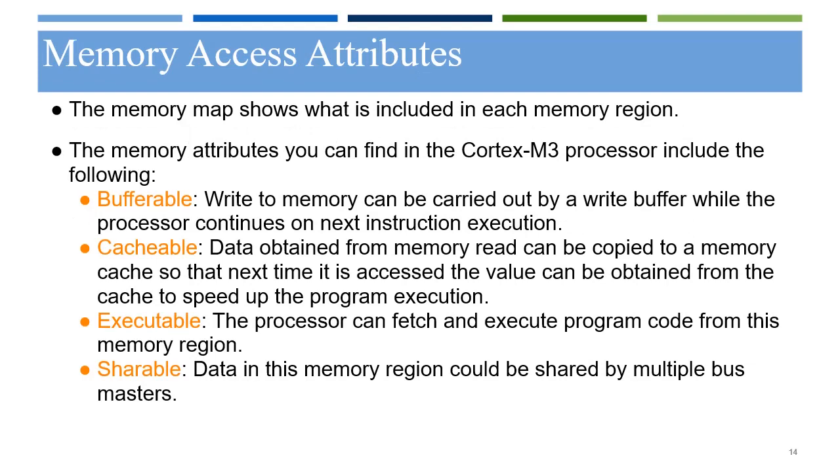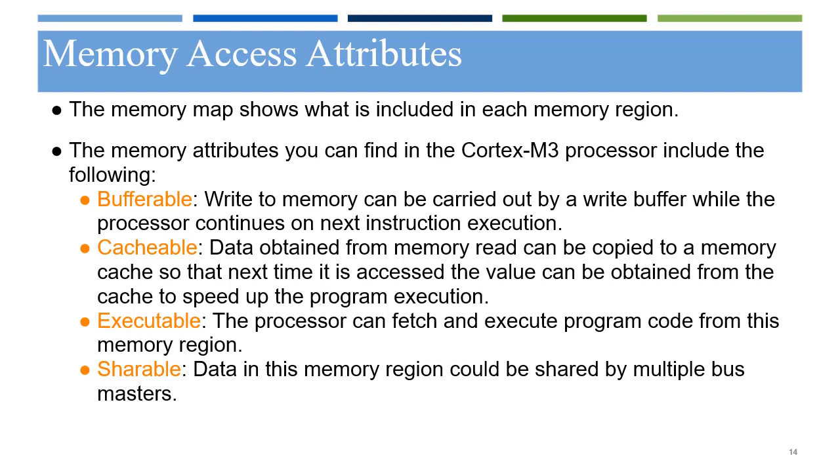Memory access attributes. The memory map shows what is included in each memory region. Aside from decoding which memory block or device is accessed, the memory map also defines the memory attributes of the access. The memory attributes which we can find in the Cortex M3 processor include the following: bufferable, cacheable, executable, shareable. Bufferable: a write to memory can be carried out by a write buffer while the processor continues on next instruction execution.